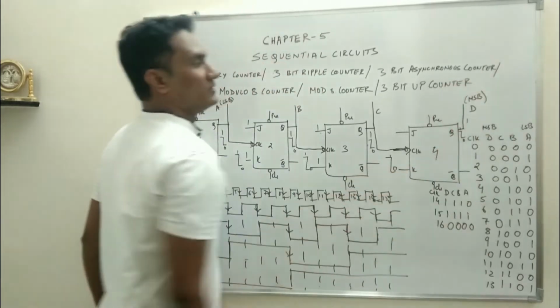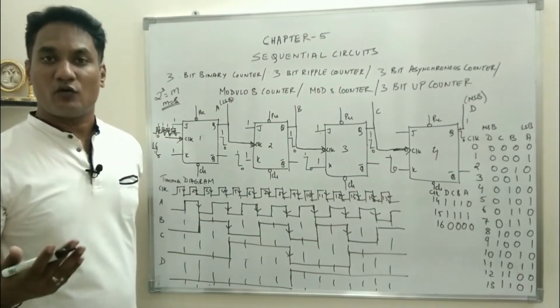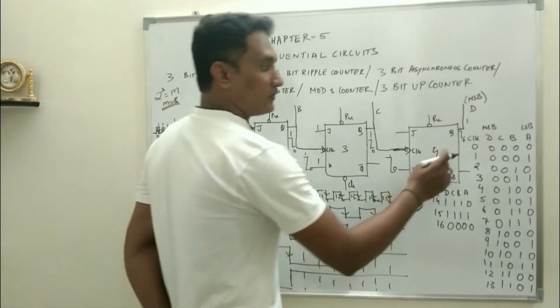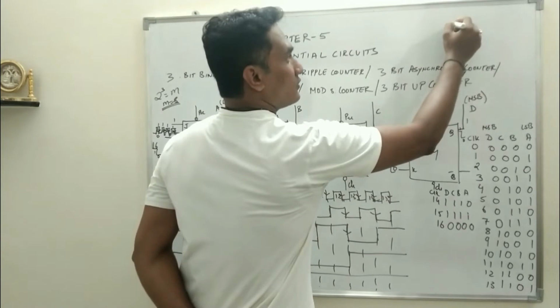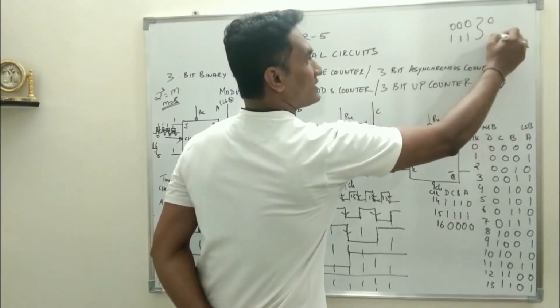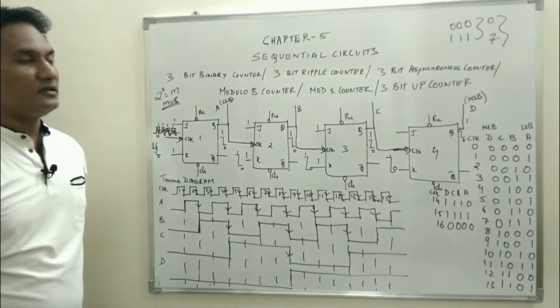This is also called a 3-bit up counter. And when we say up counter, it is because it counts in ascending order, that means it will count from 000 to 111, that means 0 to 7. So it is counting in ascending order, therefore it is called a 3-bit up counter.